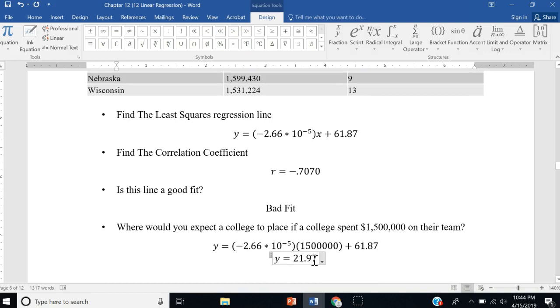We already understand that there's sort of a range of predictions this line would come with, even if it were a good fit. So 21.97. What that's saying is that if college programs spent 1,500,000 on their team, this line would predict them to place about 21st, 22nd, somewhere in there.